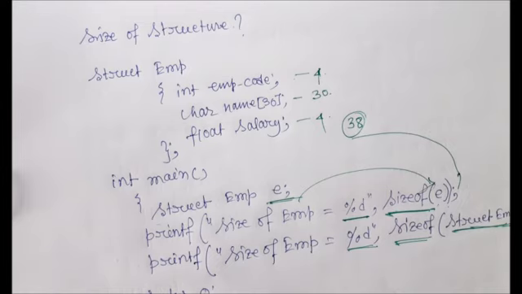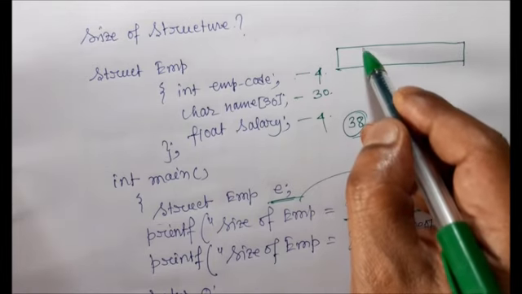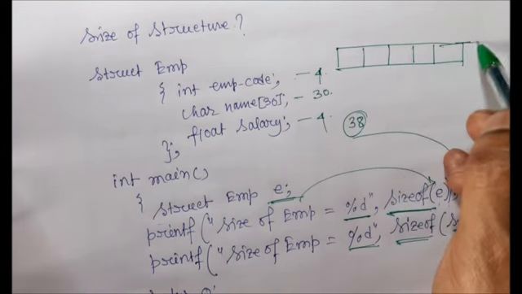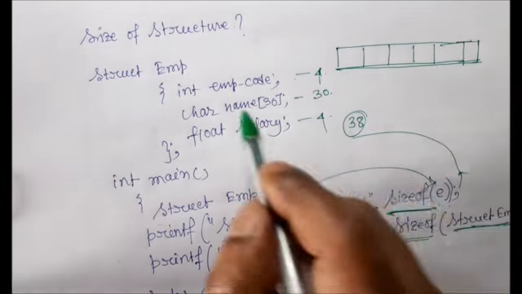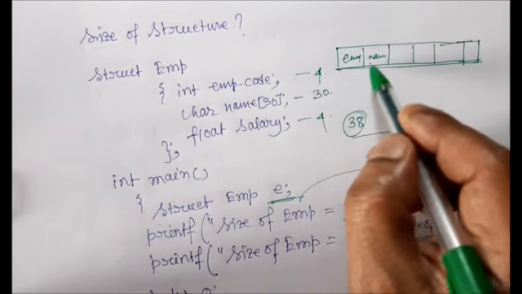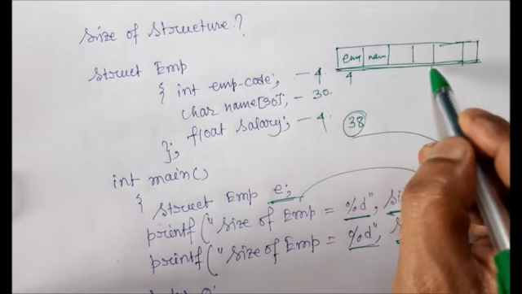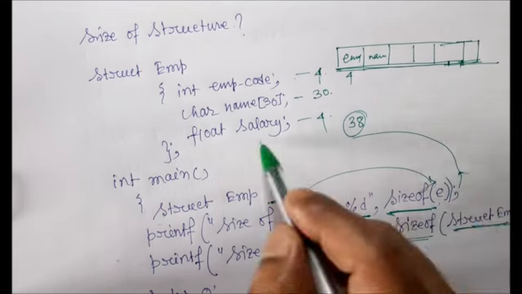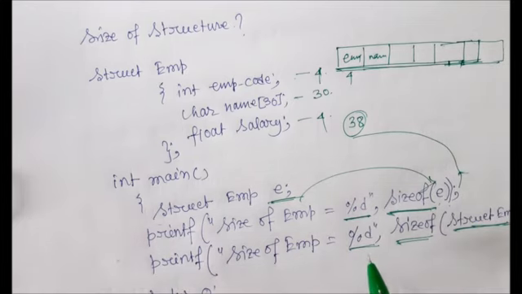So when I initialize or declare a structure variable, the structure variable always gets a continuous block of memory. In computer science, it will always get a continuous block of memory. So, that means first the employee code, then the name: 4 bytes will be allocated for the employee code, then 30 bytes will be allocated for name, then the remaining 4 bytes will be allocated for salary. So, in this way, the continuous memory allocation is happening.